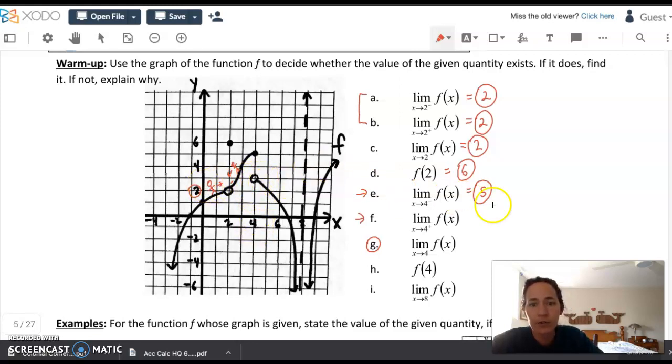So from the right, you're only down at 3. And here's your classic case of these two values not being equal, leaving you with nothing to put as an answer for G. So it does not exist.